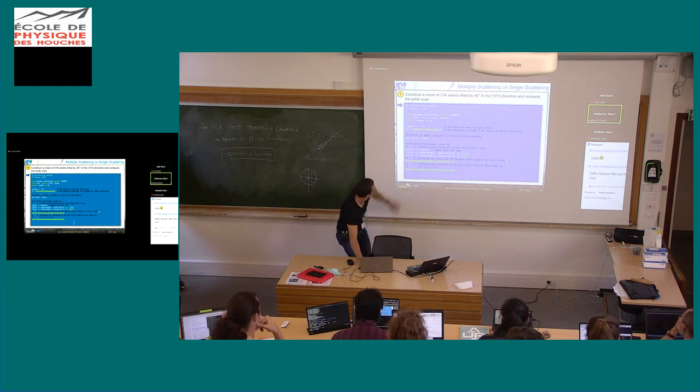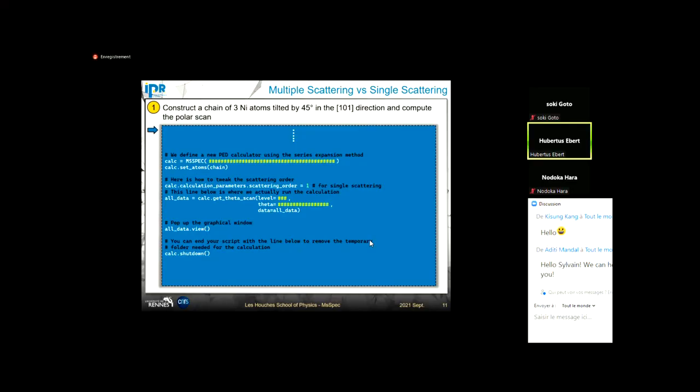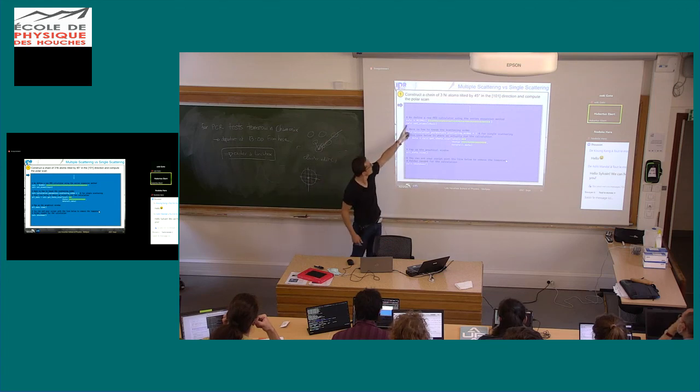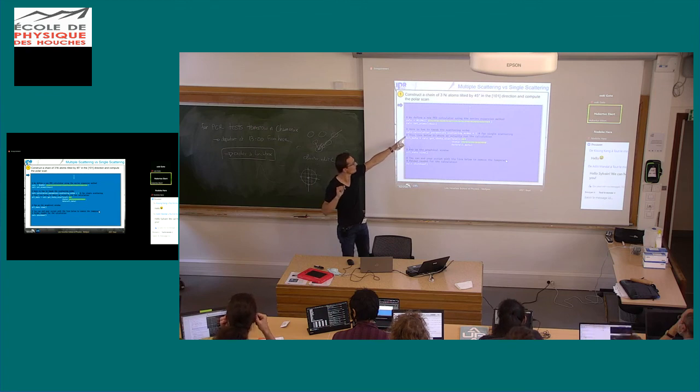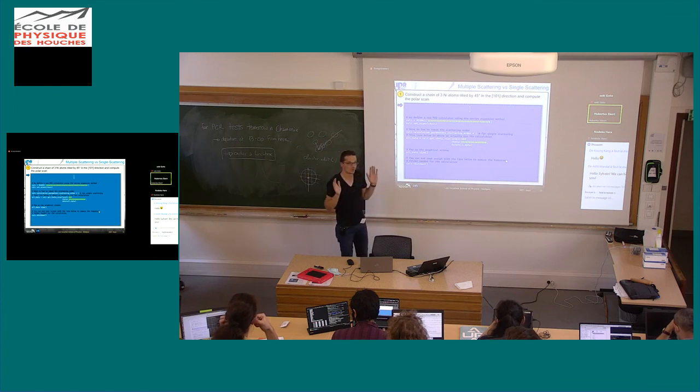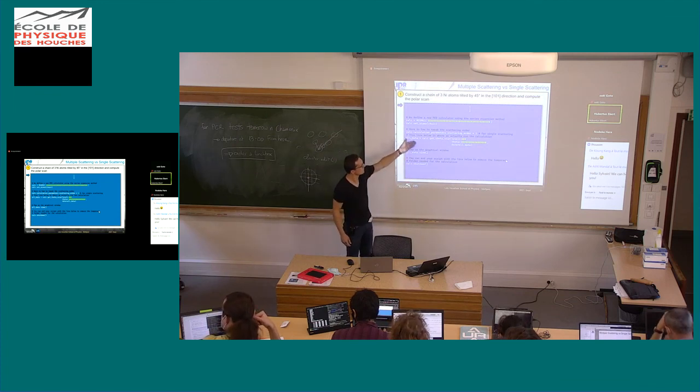The second part of the script is to create a calculator to compute this. Of course, you won't use matrix inversion, because here we want to check the difference between the single scattering and multiple scattering approaches. Of course, you set the atoms; I wrote this line because this is the simplest one. Then you tweak the parameters. As I told you, to change a parameter, you do calc dot the category of your parameter and the keyword. For the first calculation, it is 1, just single scattering. Then you compute the theta scan, choosing your level and the theta angle.